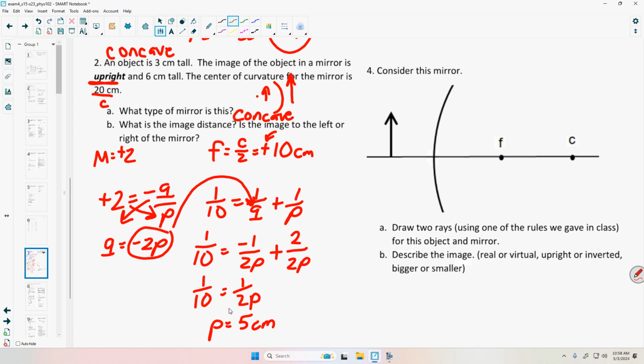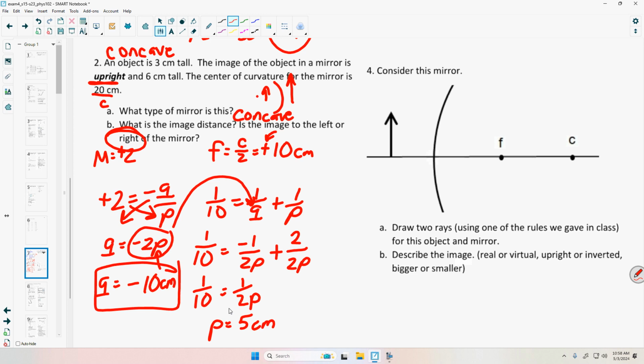I'm actually asking for the image distance, though. And so I can plug in that 5 centimeters here. q is equal to negative 10 centimeters. So the image distance is negative 10 centimeters. And the image to the left or the right, well, if it's negative, that means that it is to the right of the mirror. Okay?